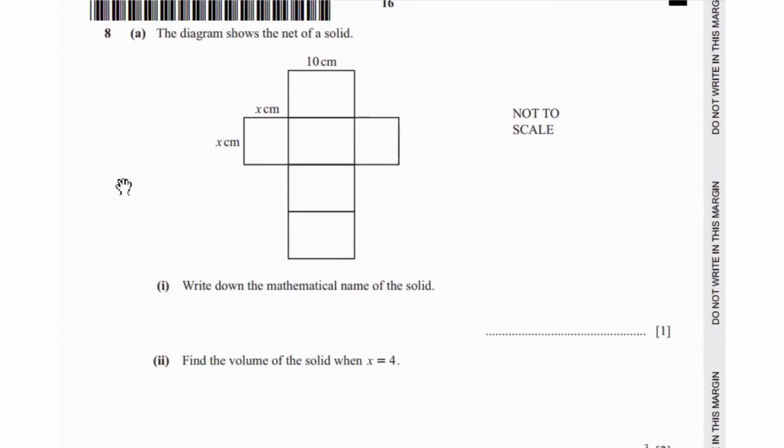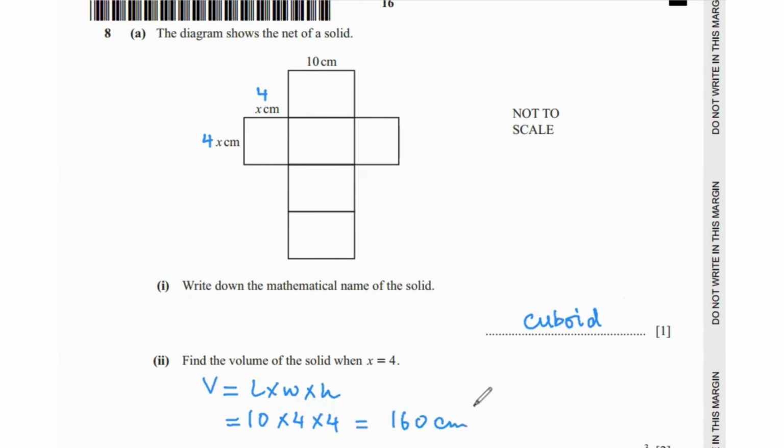Question 8 says that the diagram shows the net of a solid. Write down the mathematical name of the solid. So since the shape has unequal lengths, that shows that it's a cuboid. If it had equal lengths, you could call it a cube. Then it says find the volume of the solid when x is 4. So if this is 4 and this is 4, volume is length times width times height. So that's 10 times 4 times 4, and that's 160 centimeter cube.